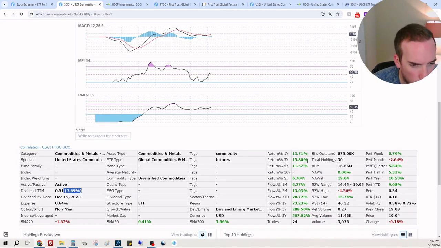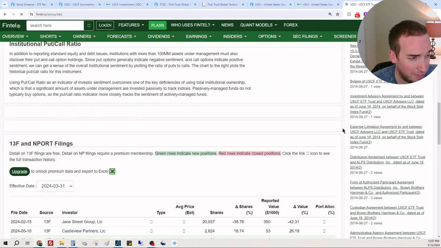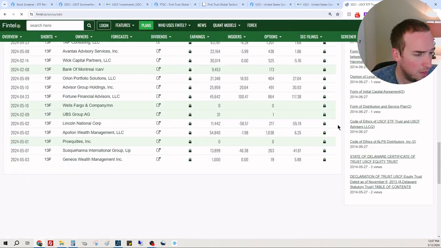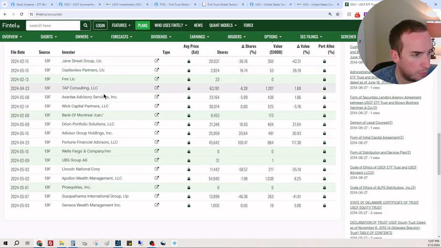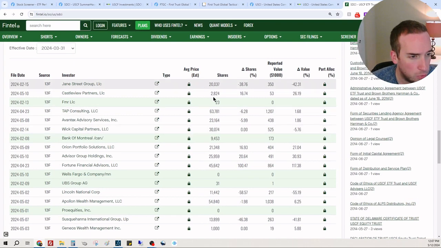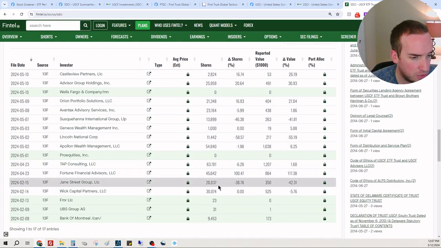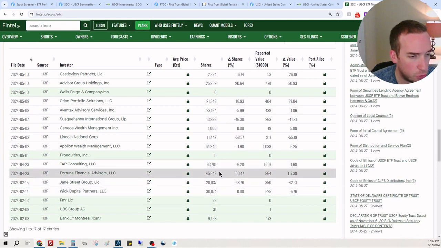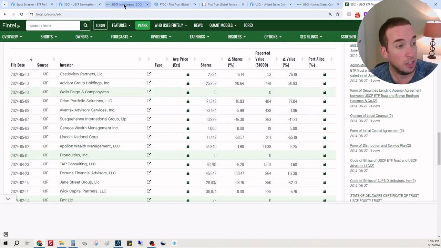All right, so this does not have institutional ownership information here, but we'll be able to see it here, I think. All right, so we have Jane Street. So all these people, no Vanguard or BlackRock, but who owns quite a bit? So TAP Consulting owns a bit, Fortune Financial Advisor Group.